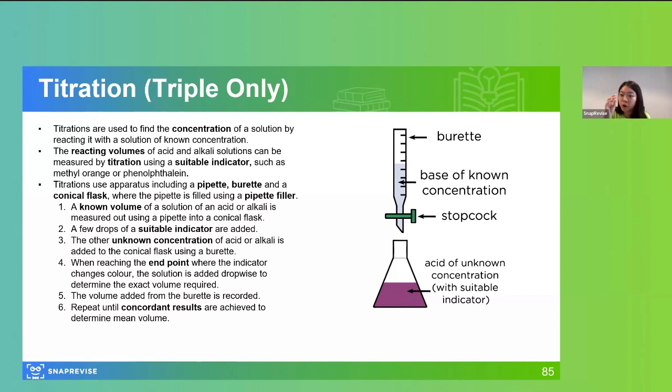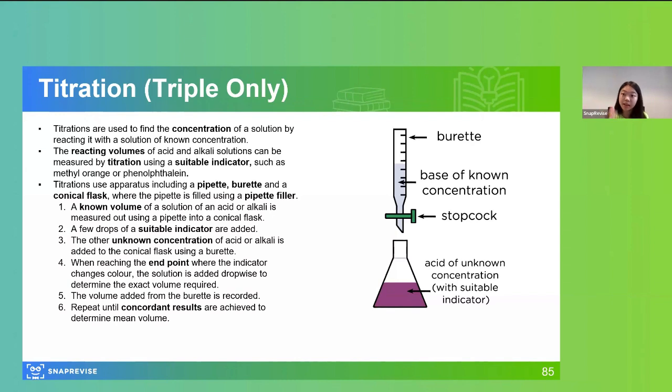Then you're going to keep adding drops of the acid or alkali into your solution until it reaches the end point. And the end point is when the color change is seen, when it goes from colorless to pink or it goes from orange to pink, depending on which indicator you use. Then you figure out the volume that is added by looking at the burette at eye level.